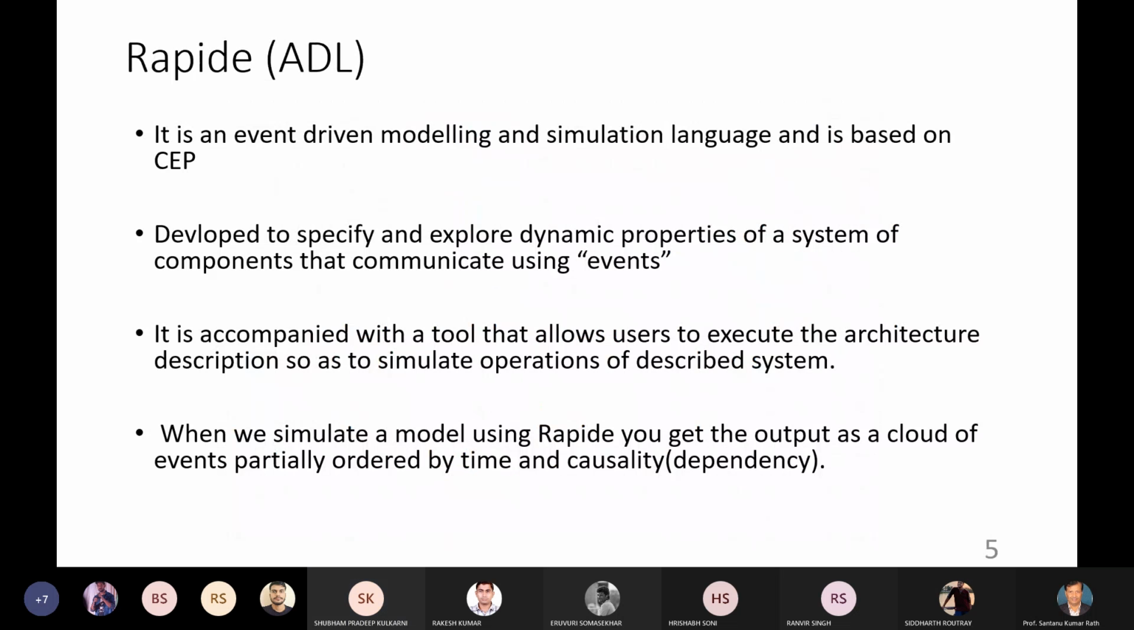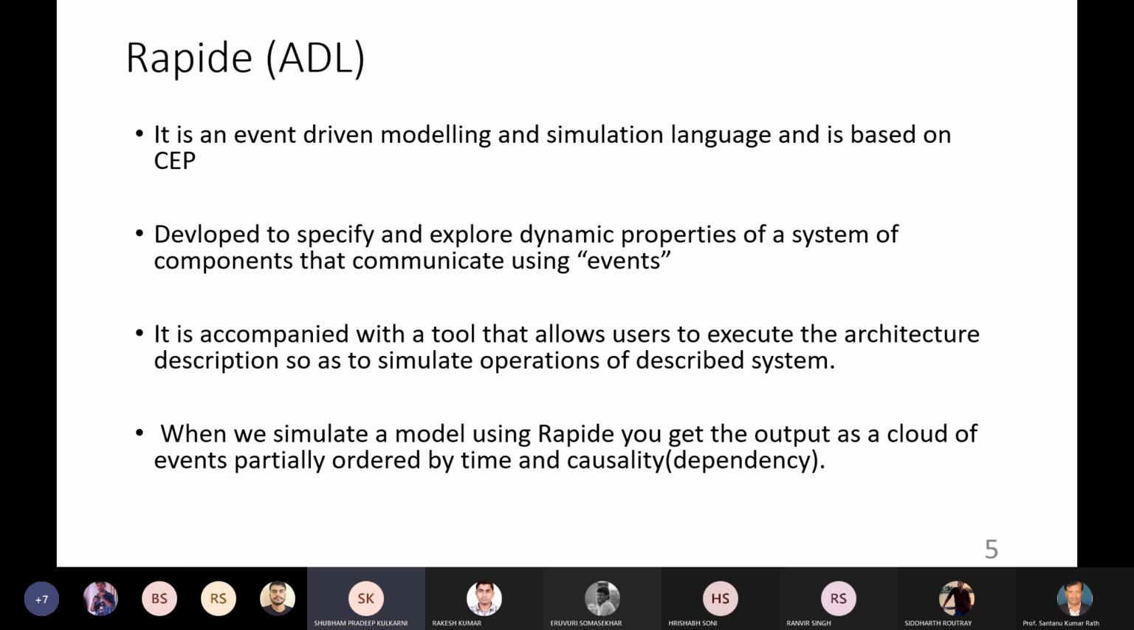Now we will see how CEP is useful for us in software architecture. So we look at the Rapide architecture description language, the ADL. So what is Rapide? Rapide is an event-driven modeling and simulation language and is based on CEP. It is developed to specify and explore dynamic properties of a system of components that communicate using events. So it has been designed to explore the dynamic properties of a system which has complex events taking place in it. It is accompanied with a tool that allows the user to execute the architecture description so as to simulate the operation of the described system.